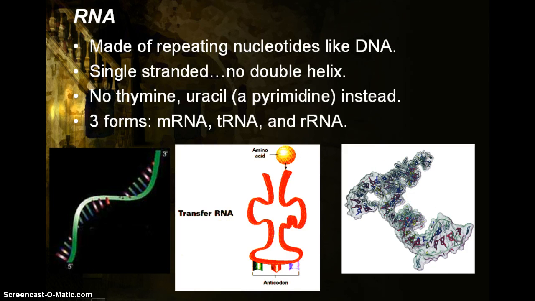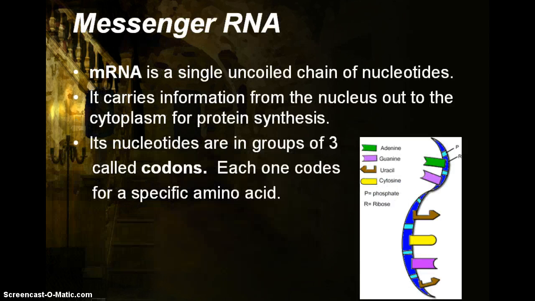Makes sense. Here's messenger RNA. Messenger RNA is a single coiled chain of nucleotides, and it is a copy of a gene that's found in DNA. So it carries the information from the nucleus out to the ribosomes for proteins to be made. This is important, the codons part. Its nucleotides are in little groups of 3. Every group of 3 is called a codon, and every one of those is a code for a specific amino acid that belongs in that order.